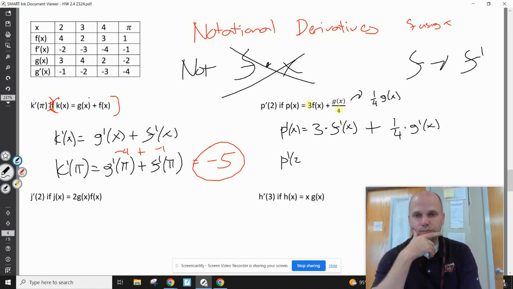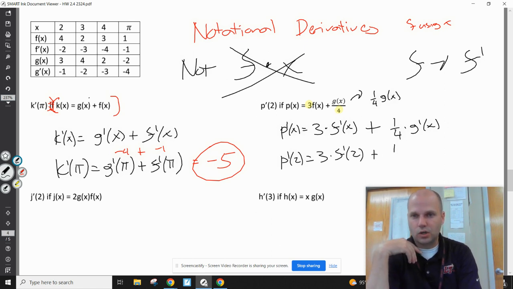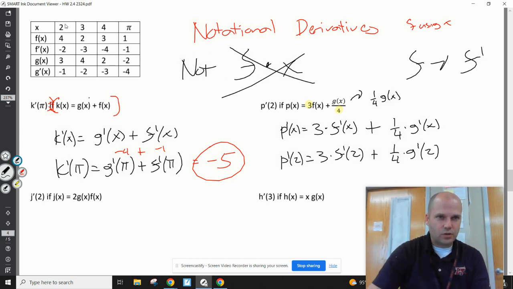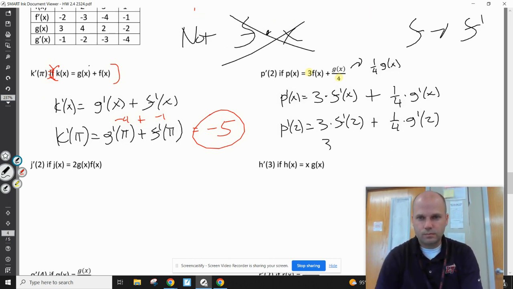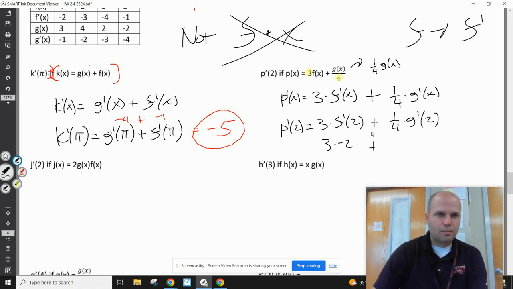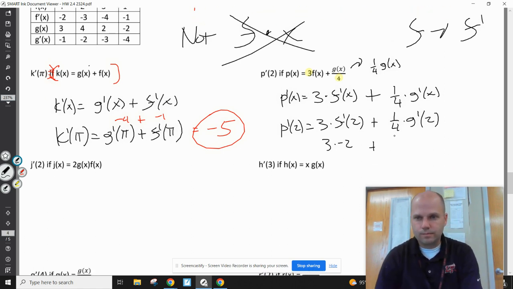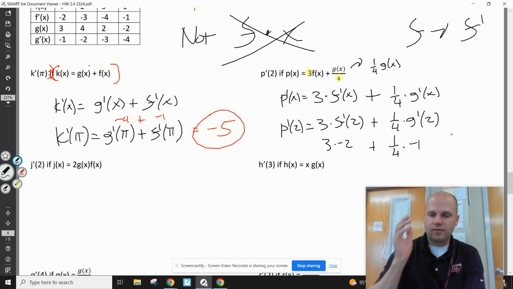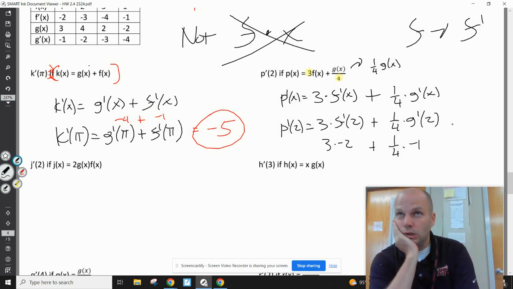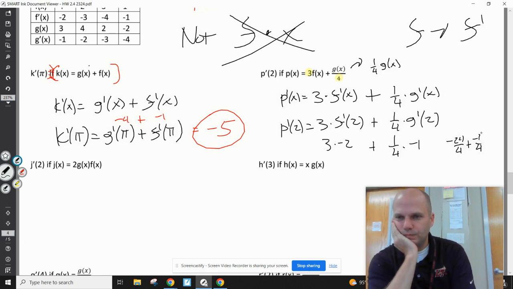Plugging in 2, I get 3 times F prime of 2 plus 1/4 times G prime of 2. F prime of 2 is -2. G prime of 2 is -1. I have -6 minus 1/4. That's -24/4 plus -1/4. Multiply the top and bottom by 4. And you get -25/4.